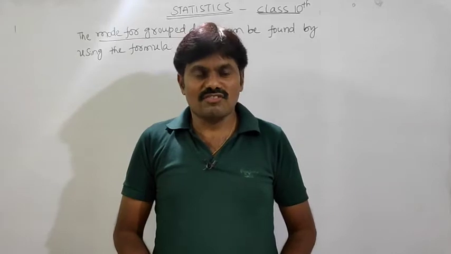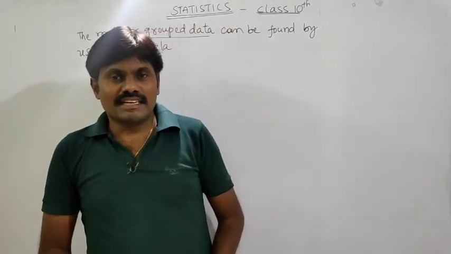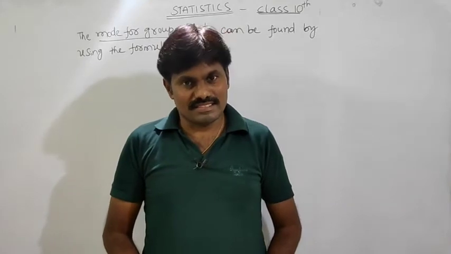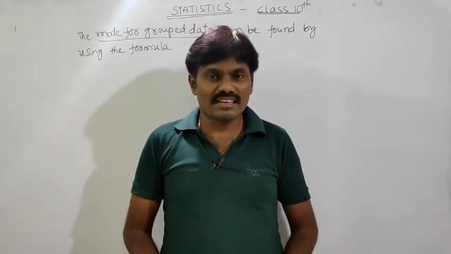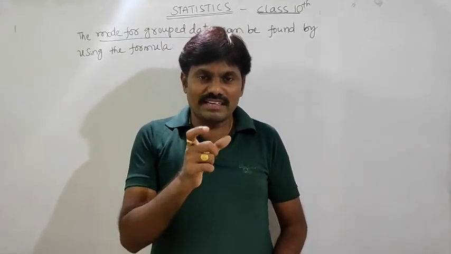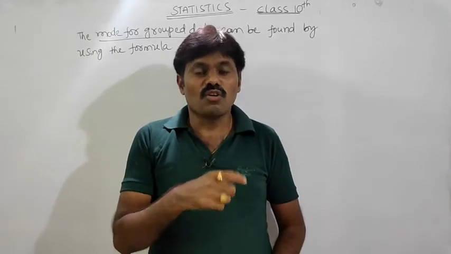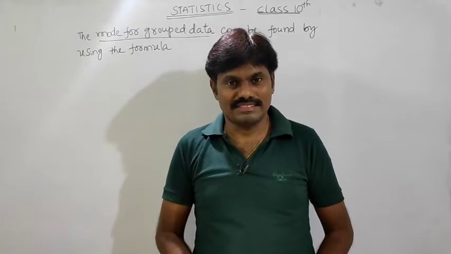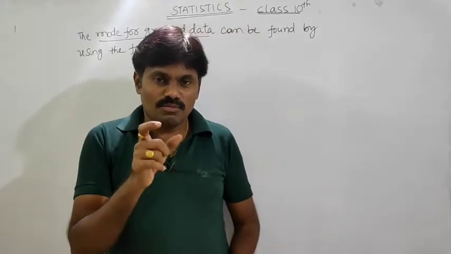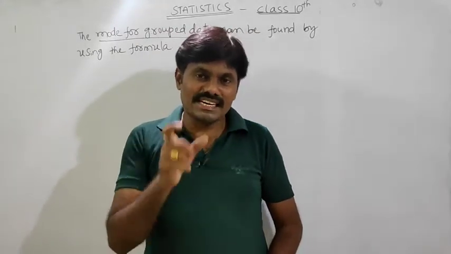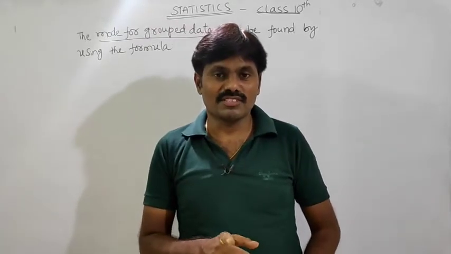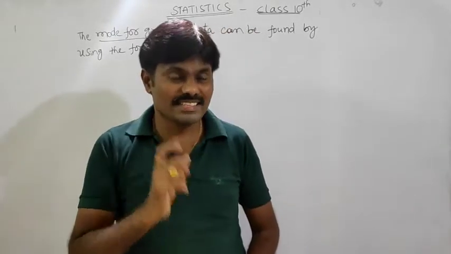But in the case of grouped data, it is difficult to find the mode by looking at the frequencies. Here we can only locate a class with the highest frequency, which is called the modal class. And the mode is the value which is inside the modal class. We can't see it, but we can find it by using a formula. So what is that formula?